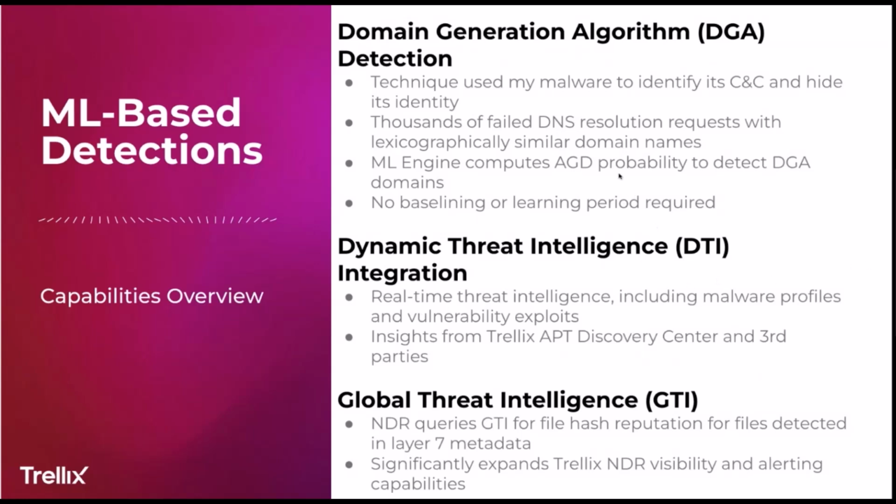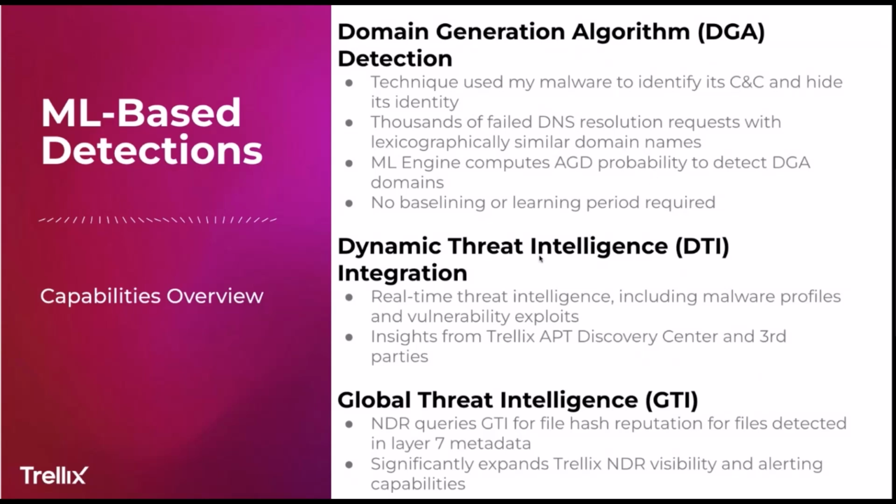So in addition to ML-based detections, we also have dynamic threat intelligence. This is the ability to get real-time threat intelligence, including malware profiles and vulnerability exploits, in addition to insights from Trellix APT Discovery Center and third parties. So this allows you, as a customer leveraging the NDR platform, to get those updates. And behind that is obviously the Trellix threat intelligence capabilities going across the entire platform.